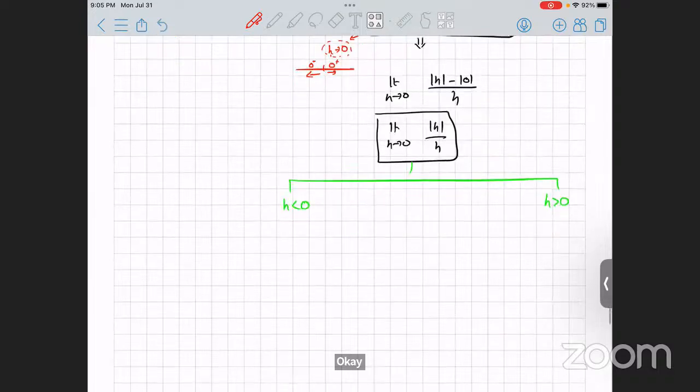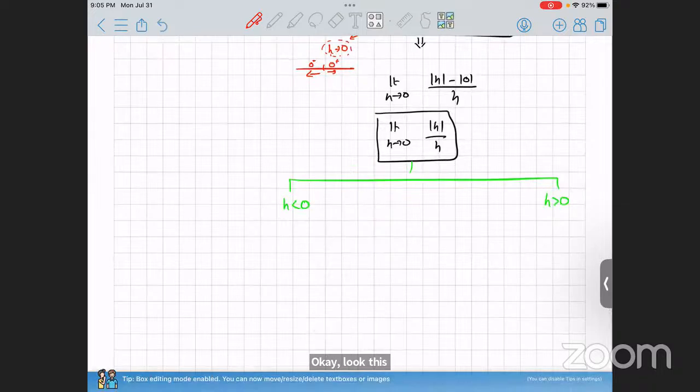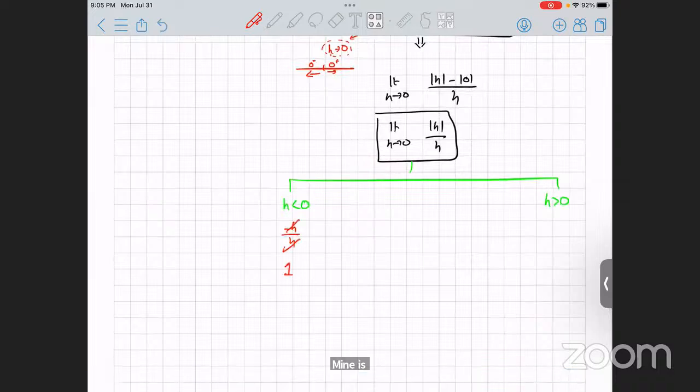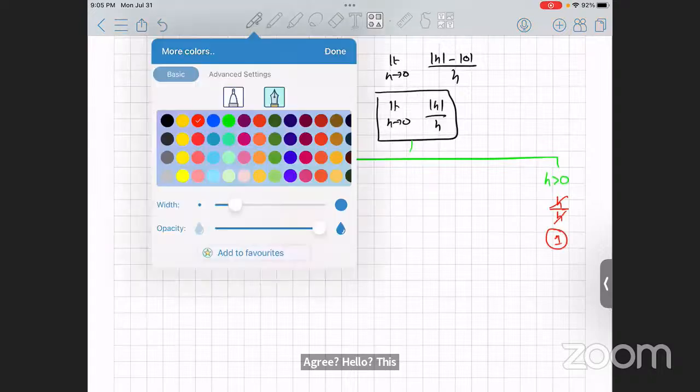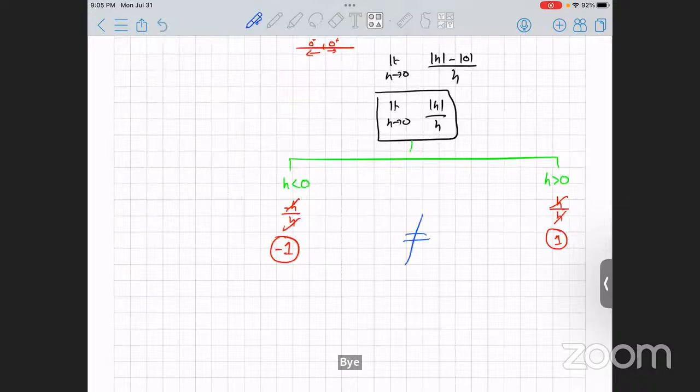Look, when this limit is less than 0, it means minus h divided by h, that means minus 1. Agree? On this side, h divided by h is 1, equal to 1. Look, these both are not equal. Why are these not equal?